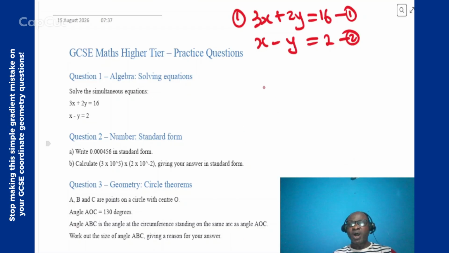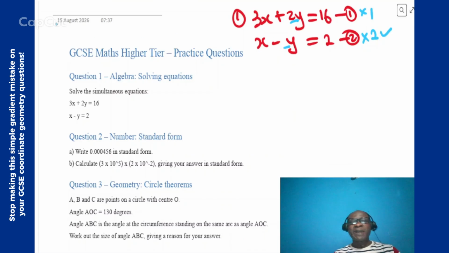Now, to do that, what I am going to do is multiply equation 2 by 2, and I will multiply equation 1 by 1. Why do I want to do that? I want this letter y in the second equation to have the same coefficient. What do I mean by coefficient? Since this place is 2, I want this place to also be 2. That is why I chose to multiply by 2. Is that okay? Yes, sir.